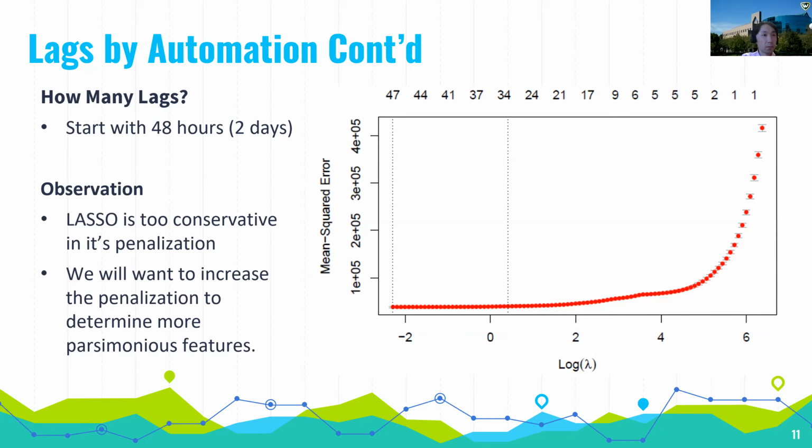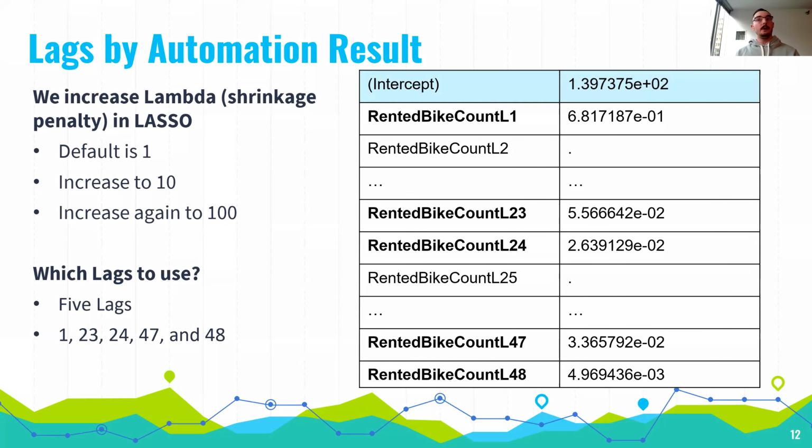So when we ran our initial Lasso test, we found that nearly all 48 hours, or 2 days, were statistically significant. Not super helpful, right? We end up with the same data set we started with. So the logical approach was, let's increase the penalization rate to determine which features are more parsimonious or more relevant. So we defaulted with 1, we increased it to 10, and we still had a ton of lag values. So I increased the penalization rate to 100.